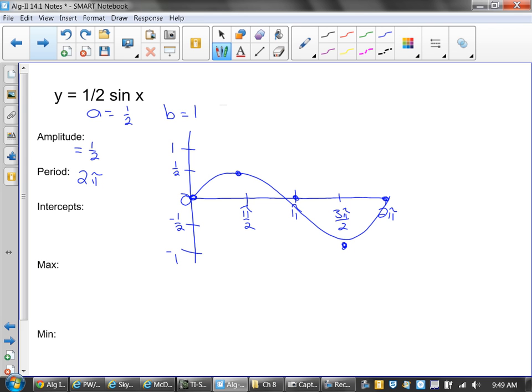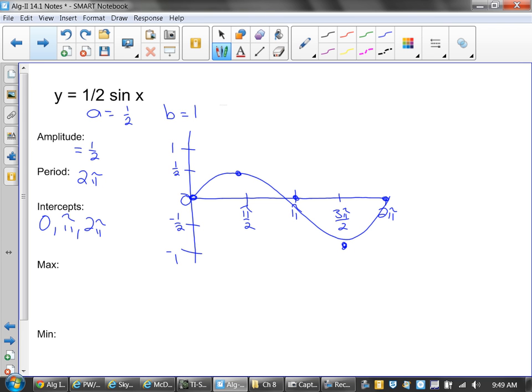Intercepts in this case, again, not bad. 0, pi, and 2 pi. If I wanted to get funky here, I could ask you for the ordered pairs for all 5 of those, right? 0, 0, pi over 2 and half, pi and 0, 3 pi over 2, -half, 2 pi and 0. Not bad.